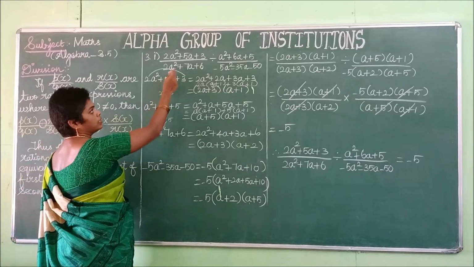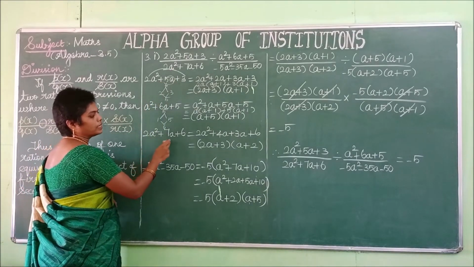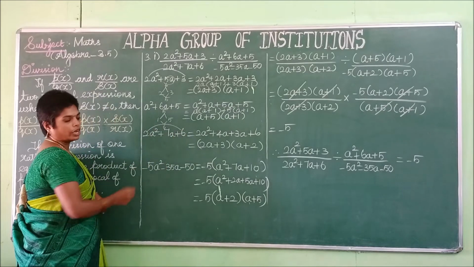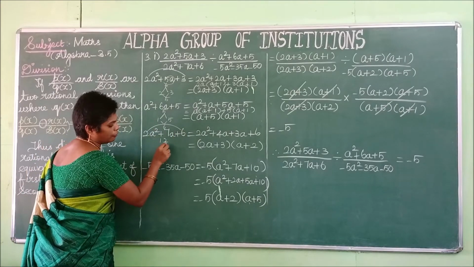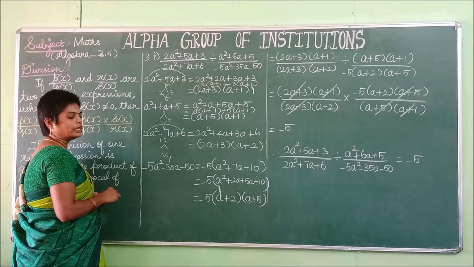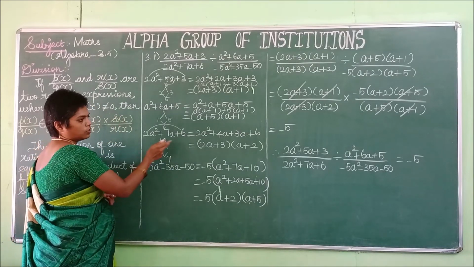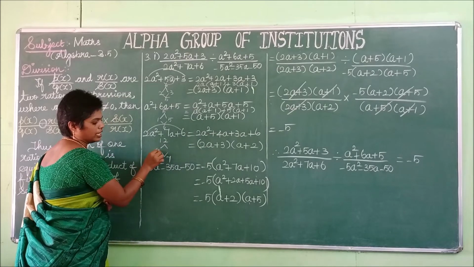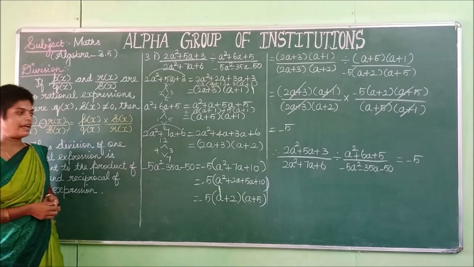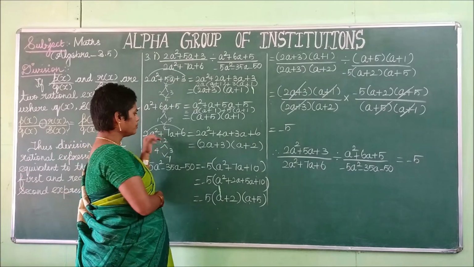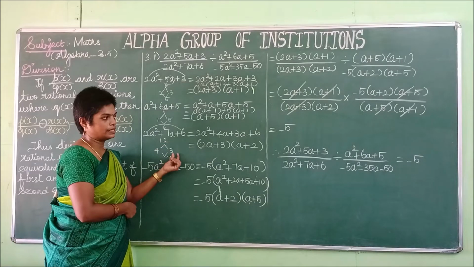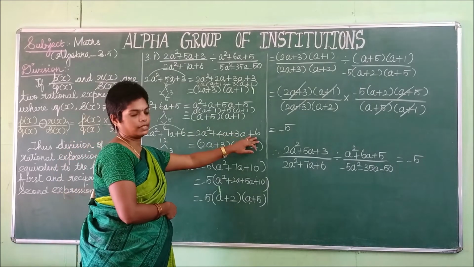So I take this term 2A squared plus 7A plus 6. If you multiply the terms, you get the value 12, and if you add any two terms, you get the value 7. What are the two terms? The two terms are 4 and 3. 4 threes are 12. If you add 4 and 3, you get the value 7. So 2A squared plus 7A can be rewritten as 4A plus 3A, constant term plus 6.